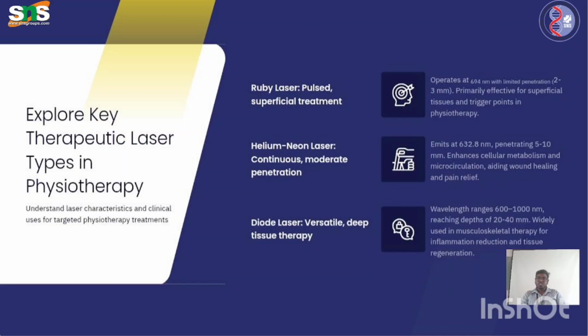During superficial treatment, it mainly helps in trigger point therapy, whereas with moderate penetration, it helps in increasing cellular metabolism and microcirculation, which aids in wound healing and pain relief. Third, we use the diode laser. It is a versatile type of laser therapy treatment. It also helps in deep tissue therapy by penetrating deeper into the muscles. It mainly helps in reducing inflammation and in tissue regeneration.